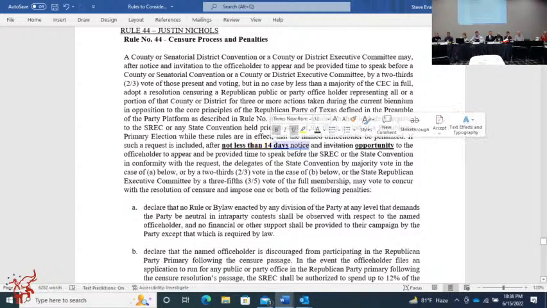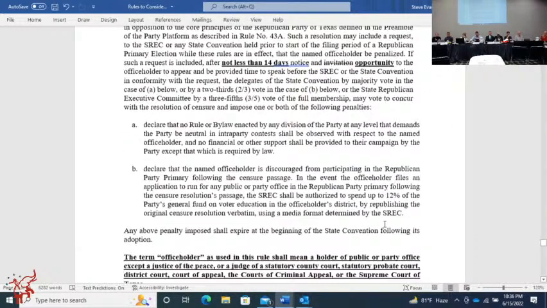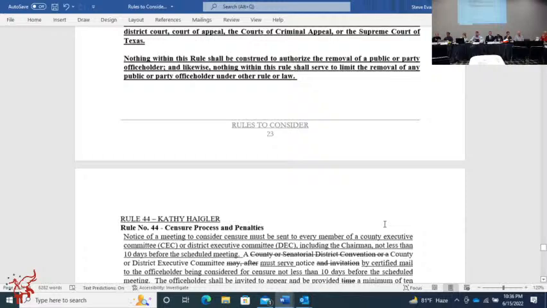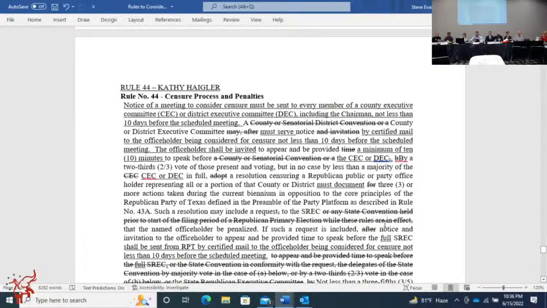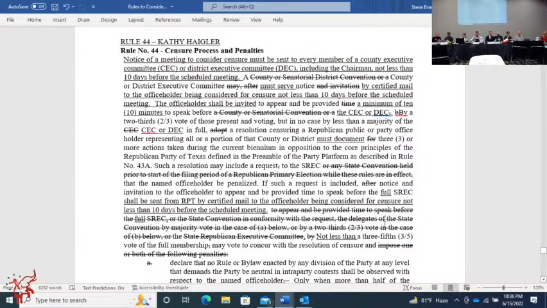Any other further discussion on the amendment? All in favor of adopting the language signify by saying aye. Aye. All opposed, nay. The ayes have it. The amendment is adopted. Chair recognizes Kathy Hagler for an amendment.